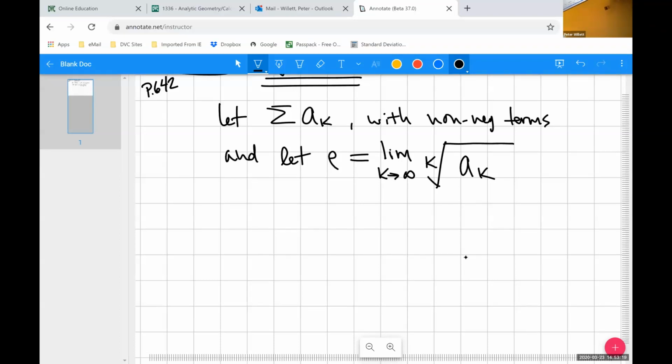So let's say we take this limit and we get a number, and then it's going to basically have the exact same three criteria that the ratio test had. So this hopefully will be easier to remember. So if 0 is less than or equal to this rho number, which is less than 1, then the series converges.